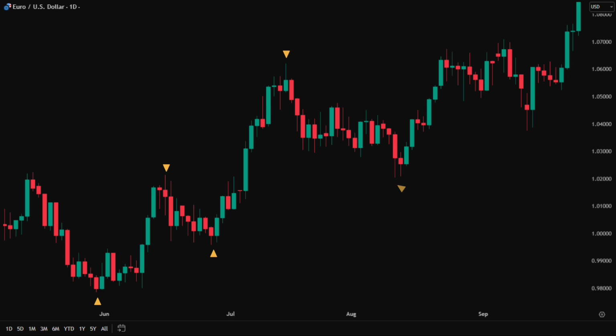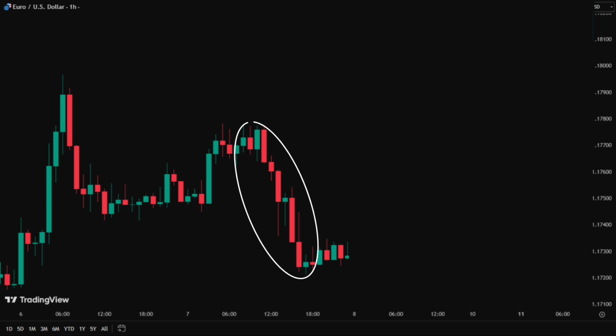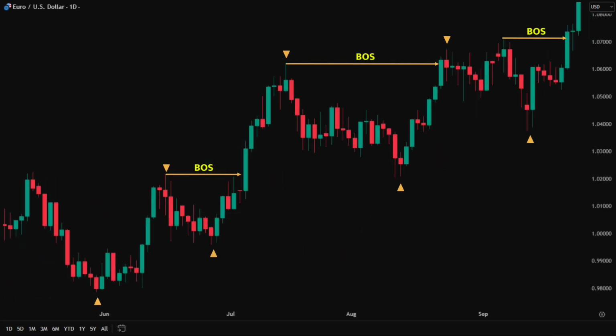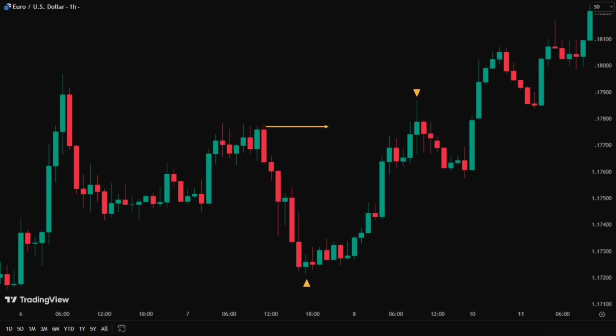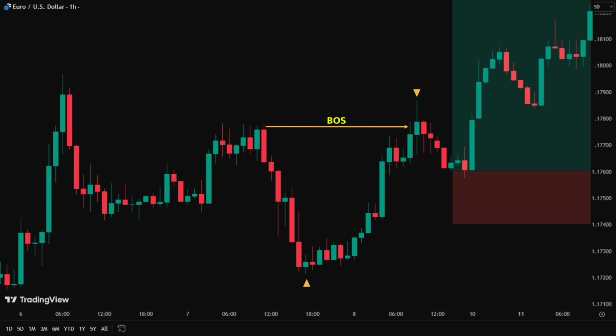On the Euro-Dollar daily chart, price is breaking structure consistently to the upside. On the 1-hour chart, price pulls back and briefly breaks structure to the downside. A trader using only the 1-hour chart might go short. But a trader who checked the daily chart first would recognize this as a pullback. When the 1-hour chart gives a break of structure back to the upside, that is the entry into the daily bullish trend. The stop goes below the 1-hour pullback low, and the target is the next daily swing high.